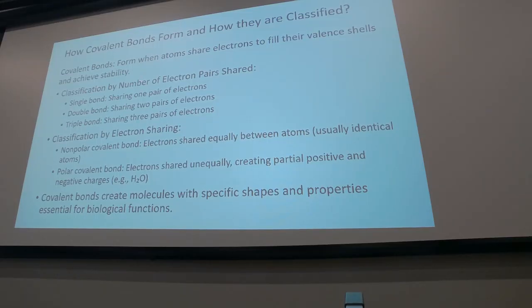If they share one pair of electrons, it's going to be a single bond. If they share 2 pairs of electrons, it's going to be a double bond. If they share 3 pairs of electrons, it's going to be a triple bond. And now, classification of these covalent bonds by electron sharing: non-polar when you have equal sharing, and polar when the sharing is unequal.